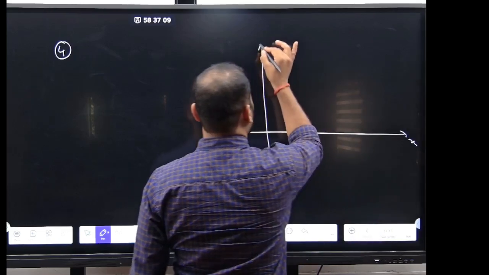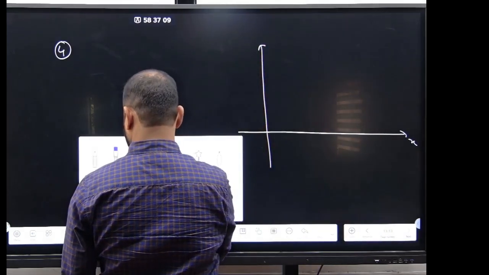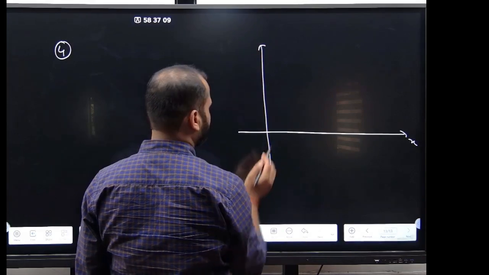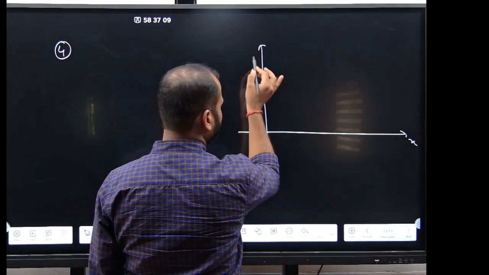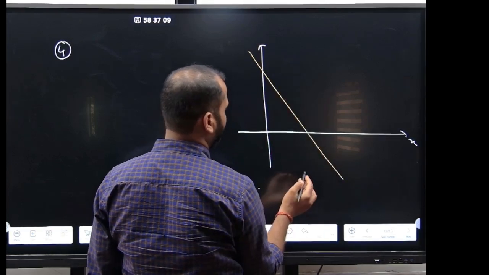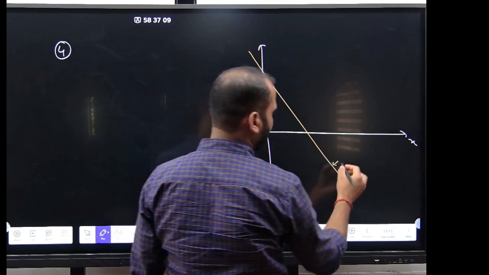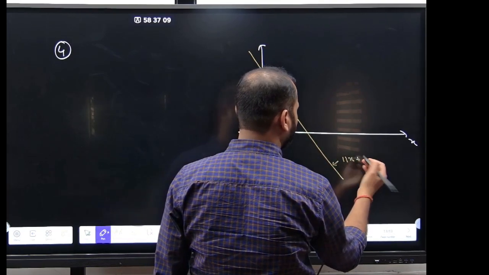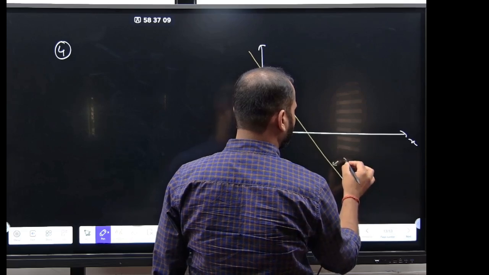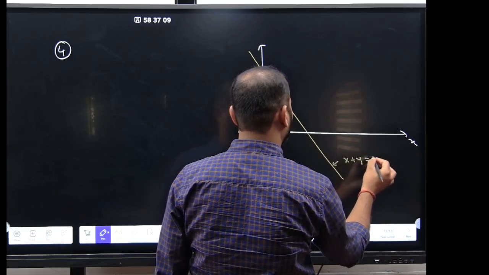X axis, y axis. First diagram is like this, huh? Am I right? Tell me the equation of this question. x plus y is equal to 5.